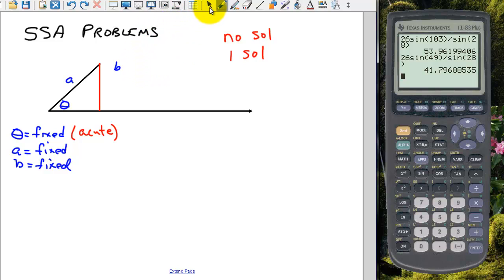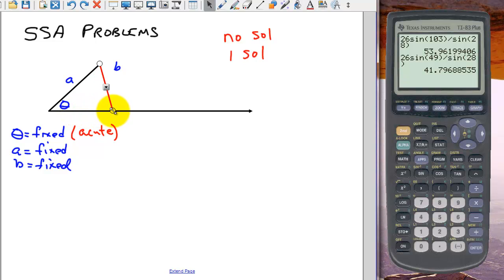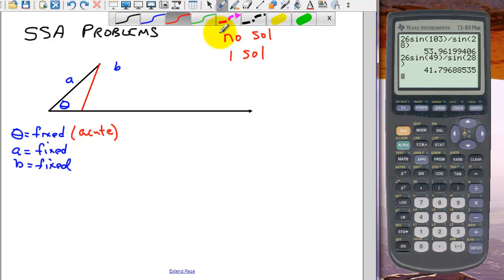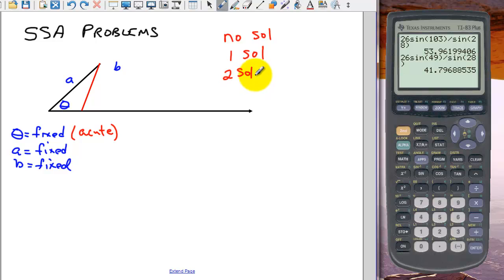Now let's make B just a little longer yet. So now let's say it connected here. We could have a solution, but it could also swing, if it was the same length, and connect there. So we could have a triangle that's an acute solution and one that's obtuse. So with that same configuration, two sides and an angle, we could have two solutions. Again, one of them will be acute and one will be obtuse.